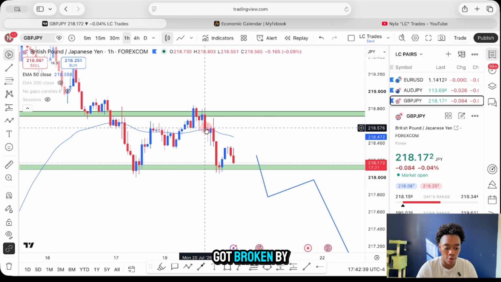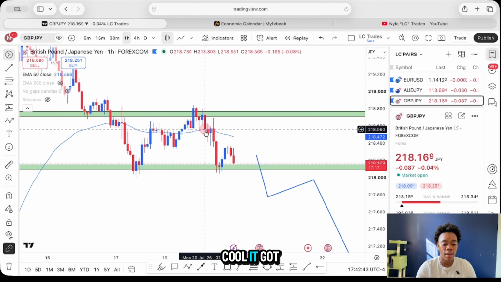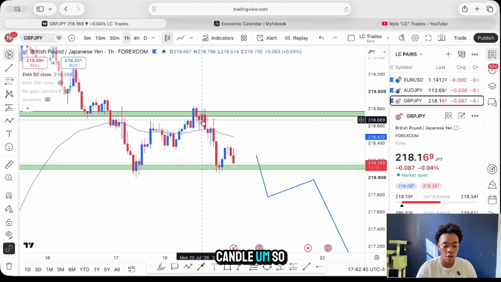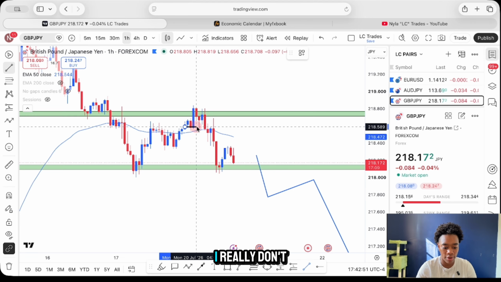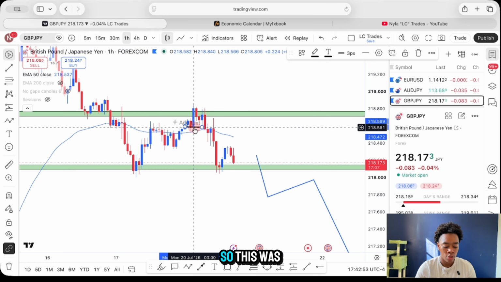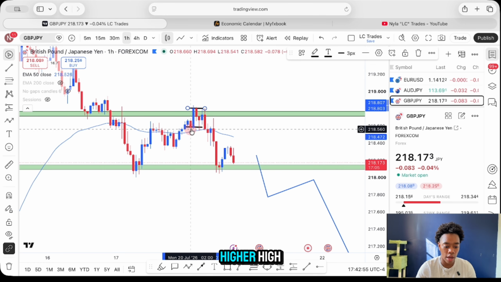This higher low got broken by this candle. You see that, right? Y'all see that? Exactly. Cool. It got broken by this candle. So this, let me just draw it out. I'll be trying to explain it with words, and I really don't think y'all understand. So this was our higher low. This was our higher high.